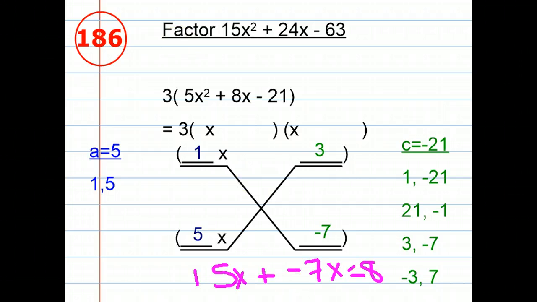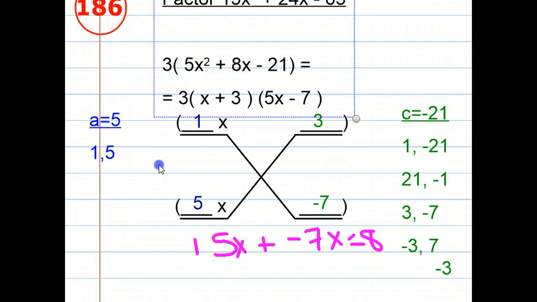But if the first one you pick doesn't work, then don't get discouraged. Just start trying other factors until you get one that works. In this case, this one has worked. So now that I have my answer choice, I can write the solution of factoring these two. So this is my solution: 3 times x plus 3 times 5x minus 7.